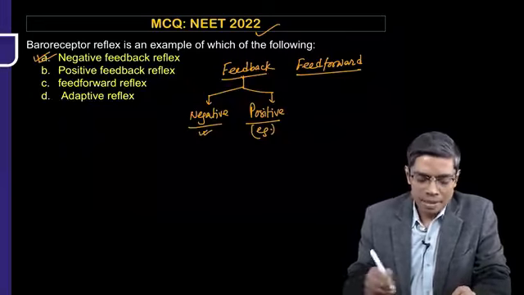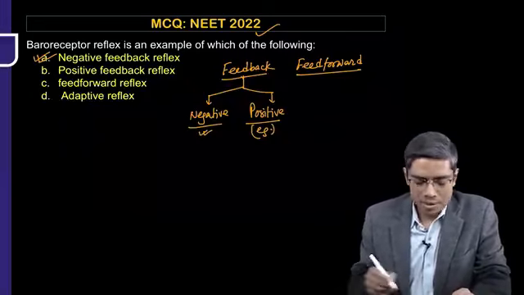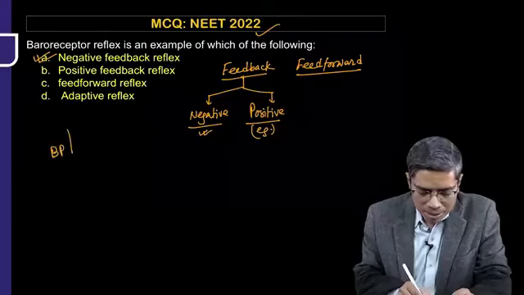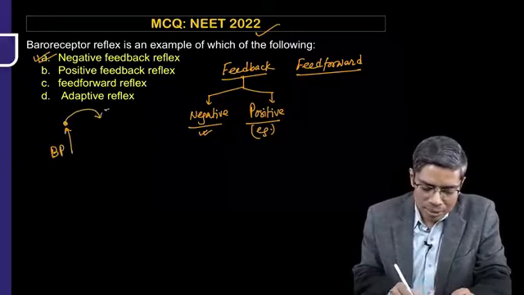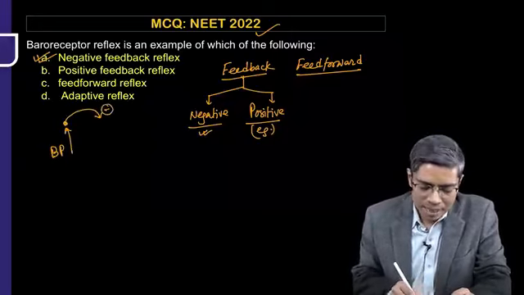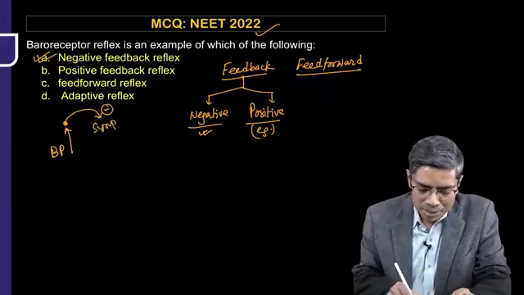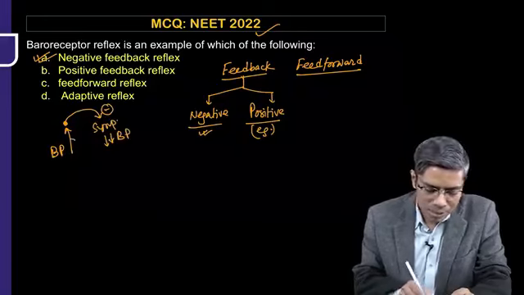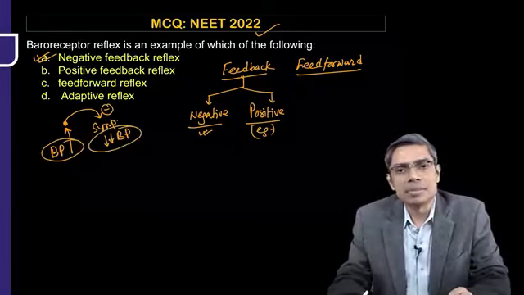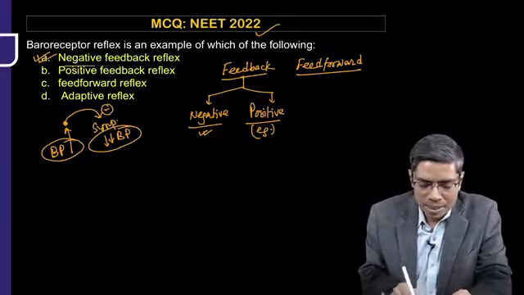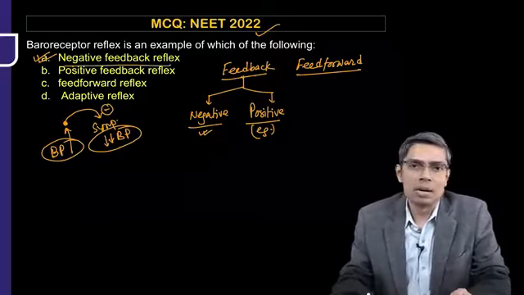negative feedback control system. Like here, the baroreceptor reflex: whenever your blood pressure is rising to a high value, it will activate the baroreceptor, and the activation of the baroreceptor will inhibit the sympathetic system, and that inhibition of the sympathetic system will again lead to a decrease in blood pressure. So what is happening whenever your blood pressure is rising? Blood pressure is decreased by the baroreceptor control system. It is a typical example of a negative feedback control system.